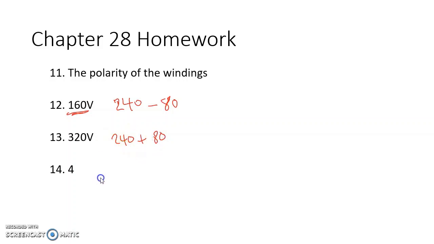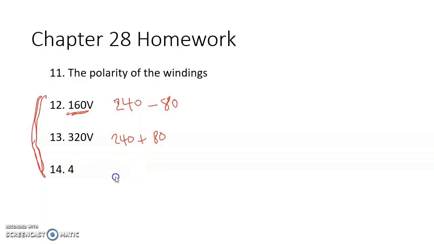And number 14 is kind of a tough one. The primary leads of a transformer are labeled 1 and 2. The secondary leads are labeled 3 and 4. The polarity dots are on terminals 1 and 4. Which secondary lead would be connected to terminal 2 to make the connection additive? By the way, guys, questions 12 through 14 are FYI only. These are not going to be on the final. I just wanted you to be exposed to it.